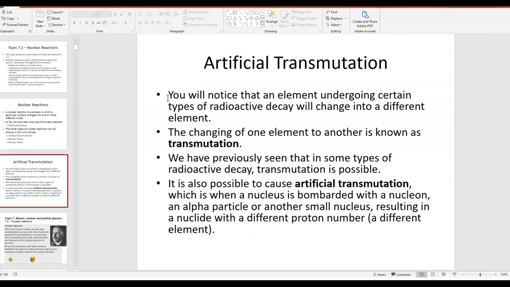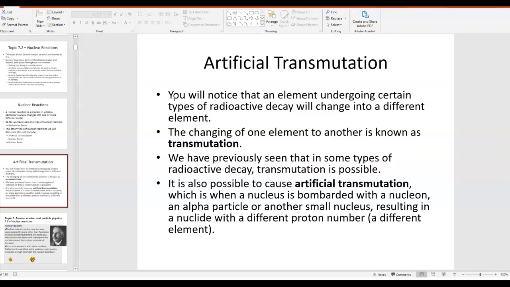Now, artificial transmutation: the term artificial basically means man-made. There is natural transmutation, but artificial transmutation is man-made transmutation. Of course, that doesn't help you if you don't know what transmutation is. Transmutation is a vocabulary term that you should know. In this context, we're talking about one element changing into another element.